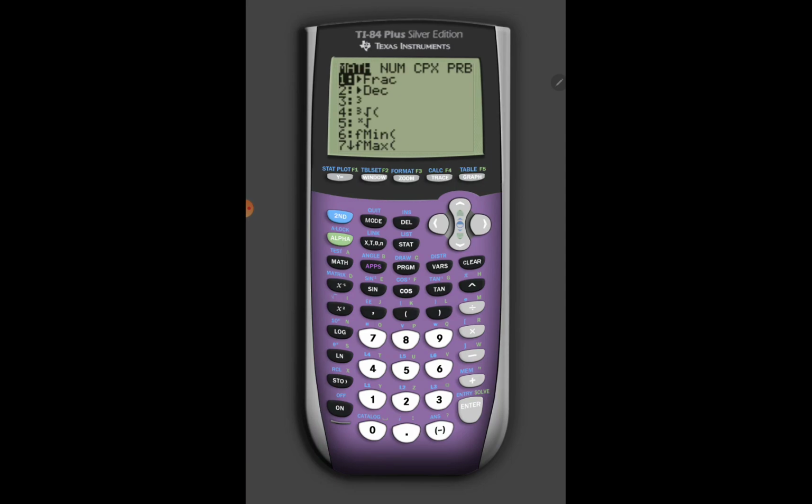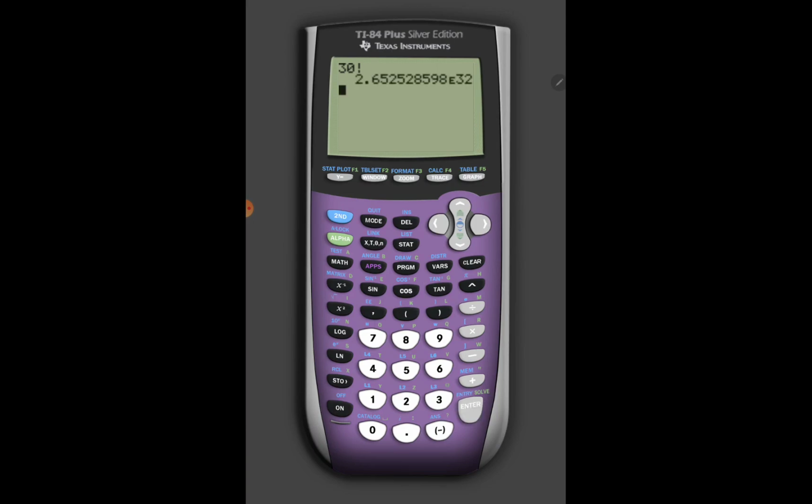Then I'm going to go to the right until I select probability. And you can see here that the exclamation point is probability item number 4. There it is. That's our factorial symbol. So I'm going to go ahead and push enter. And now it says 30 factorial. I push enter again. And there's my answer.